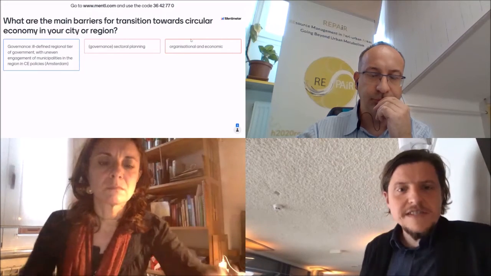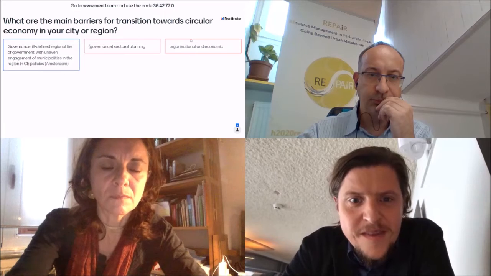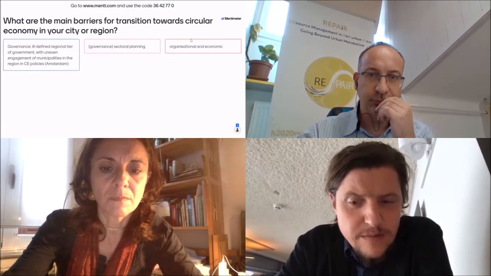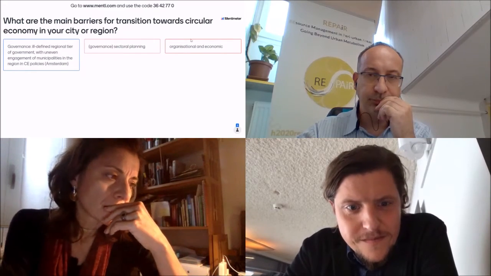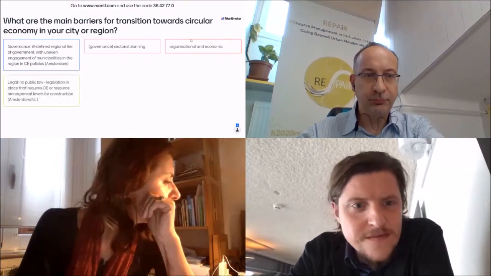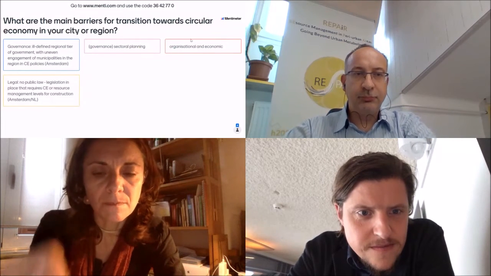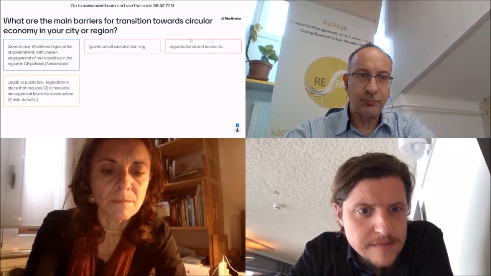And then please give us a little bit more detail also. You know, why is this a barrier? What sort of organizational and economic barriers do we see? For example, someone brought up this one. Okay, we got an example of a legal barrier from Amsterdam.